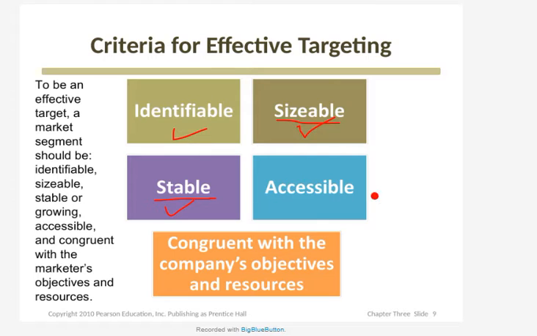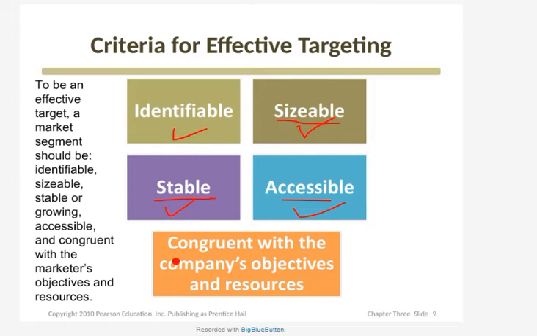Also, they must be accessible. A group of customers must be accessible to be targeted. The marketer must be able to reach this market in an affordable way. I can sell to them when I release products and they buy them, so I can communicate with them. This is easy in our case. So they must be accessible.